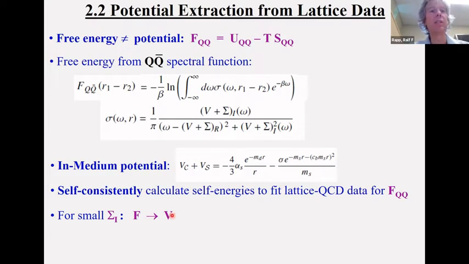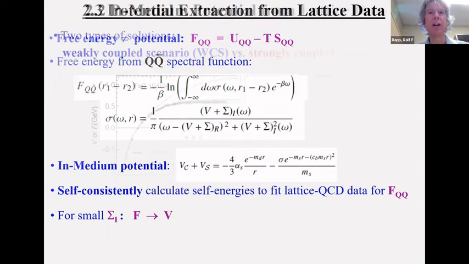Before I go there, let me just say that if the imaginary parts are in fact very small, and the spectral function becomes a delta function, then you can immediately see by carrying out the delta function that the free energy is actually equal to the potential. But that is only if you have small widths. So the width, or the quantum effect here, is absolutely critical in determining the potential and making it actually stronger than what the free energy would provide.